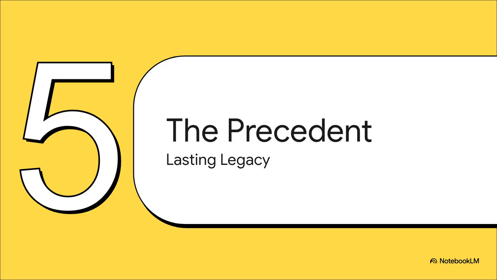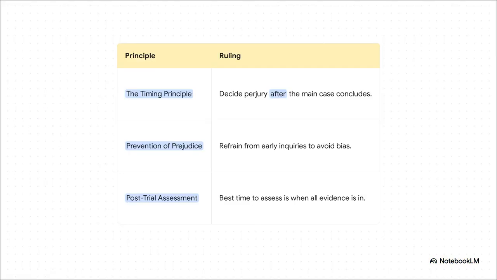So what does this all mean? What's the takeaway? Well, the court dismissed the husband's appeal, but in doing so, it created a really powerful and long-lasting legal precedent. Let's take a look at its legacy. This case gives us 3 crystal clear principles that, honestly, every litigator should have memorized. First, the timing principle. Perjury applications have to wait until after the main case is over. Second, prevention of prejudice. Courts have to stay away from these early inquiries to avoid messing up the main trial. And third, the post-trial assessment principle. The only right time to figure out if someone lied is after all the evidence is on the table.